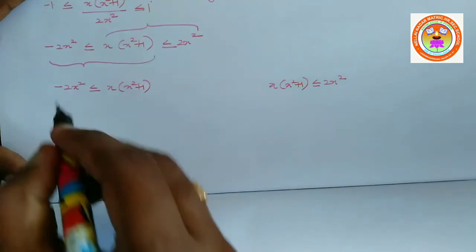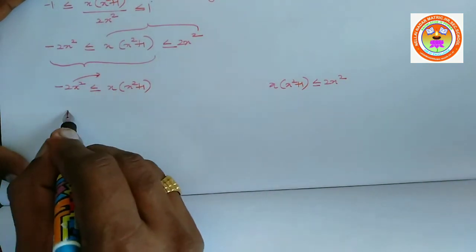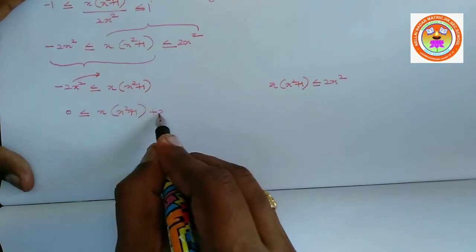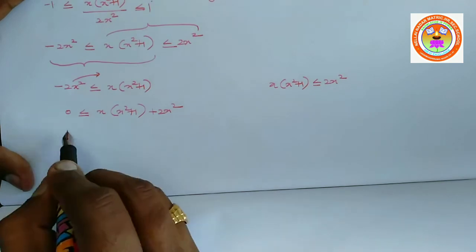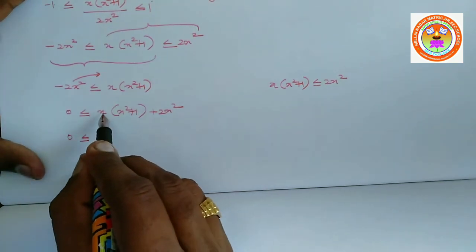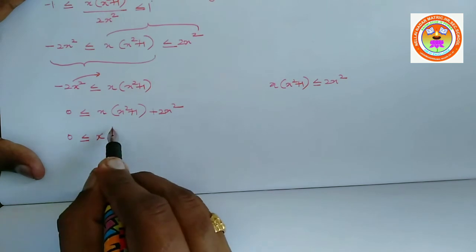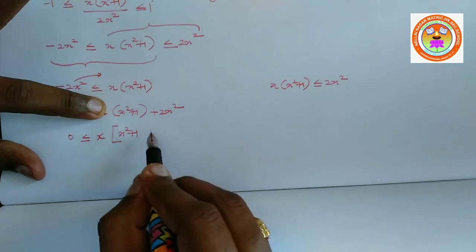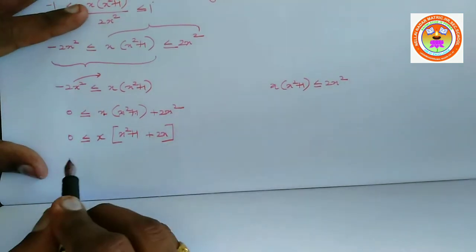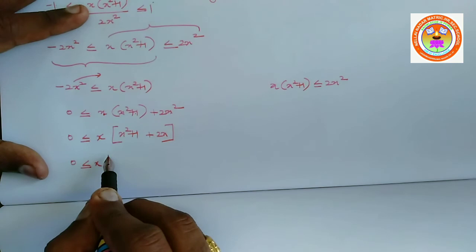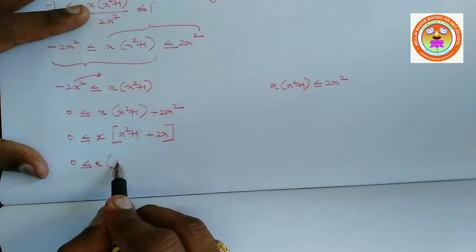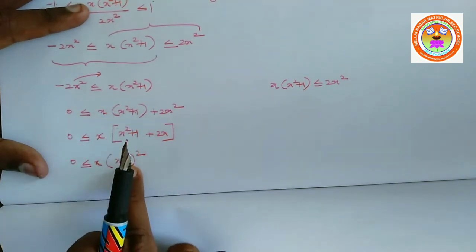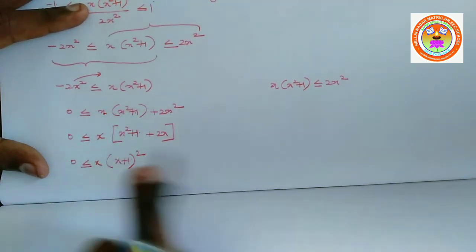So this minus 2x square becomes 0. 0 less than or equal to x into x square plus 1 plus 2x square, that is plus 2x square. 0 less than or equal to, here x is common, take x outside. Listen very carefully. Take x outside, so remaining is x square plus 1. Take x outside, remaining is 2x. So 0 less than or equal to x times x square plus 1 plus 2x, which is nothing but x plus 1 the whole square. x plus 1 the whole square is x square plus 1 square, which is 1, plus 2 into x into 1, which is 2x.